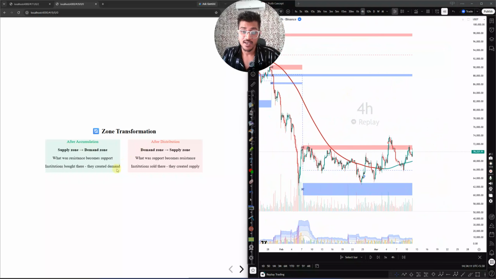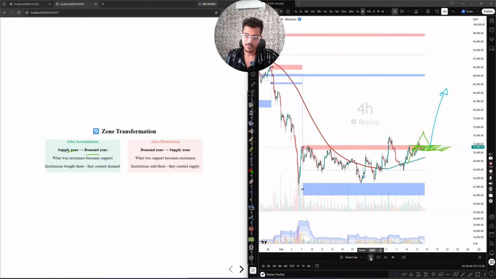What happens when this price gets broken up right there and pulls back? What was resistance before becomes support. What was a supply zone before becomes a demand zone, and the market goes up from there. Let's see if the market does this or not. Let me quickly remove that. See, it goes back up, pulls back, then goes up, right? This is exactly what's happening, guys.